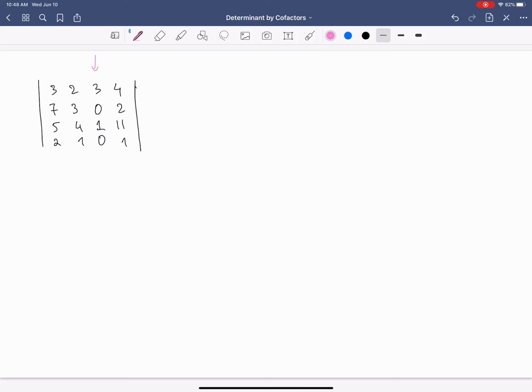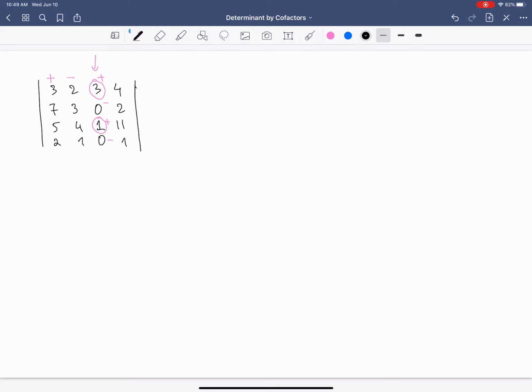So what I'll do is first fix the signs. I need to know the signs. I start from the beginning: plus, minus, plus, minus, plus, minus. So I see that this 3 and this 1 come with plus signs. Their cofactors will come with plus signs. And then I just have to write their respective cofactors.